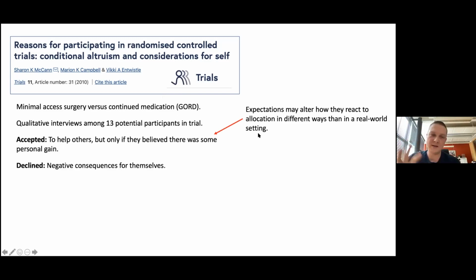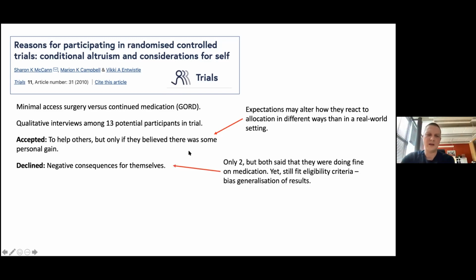Among the ones who declined, they basically said that they thought that the negative consequences for themselves were too great. So while they were interested from an altruistic perspective, the negative consequences that they perceived were greater than their belief in the altruism. There were only 2 that actually declined and said this, but both said it because they were quite happy with their medication and the way things were going on medication, so they didn't want to have surgery. Yet they did still fit the eligibility criteria, which then biases the generalization of results here.